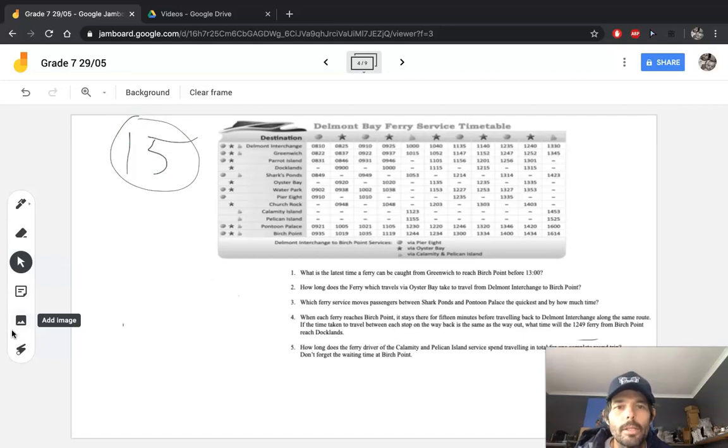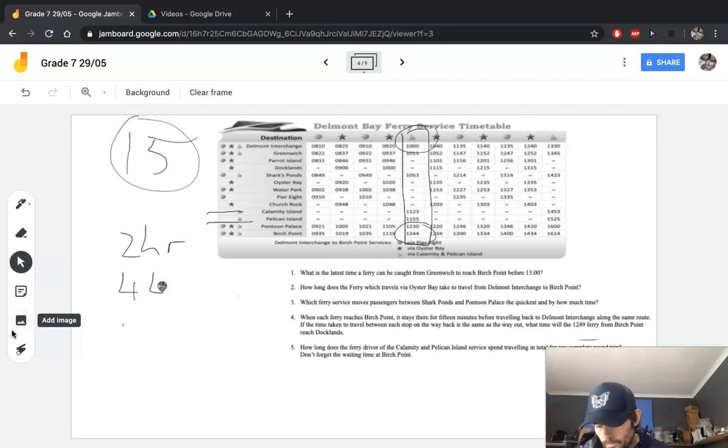So we need to look at Calamity and Pelican Islands. And here we'll use this one because that stops at both Calamity and Pelican Island. So you can see it leaves Delmont Interchange at 10. It arrives at Birch Point at 12:44. Okay, so straight away we know that that's 2 hours and 44 minutes. It then waits for 15 minutes before going all the way back for another 2 hours and 44 minutes.